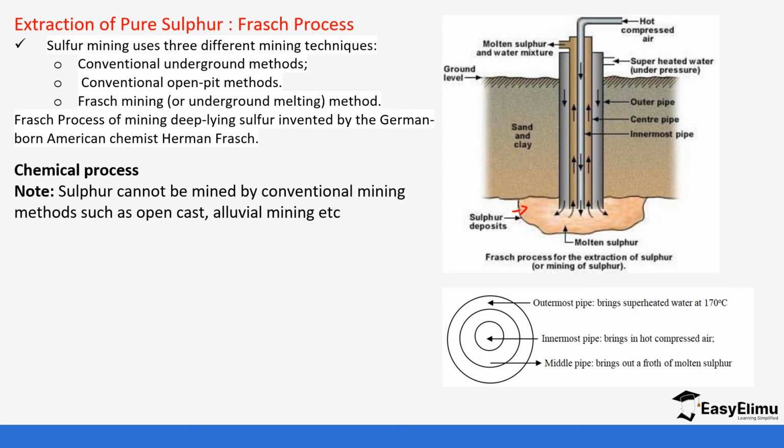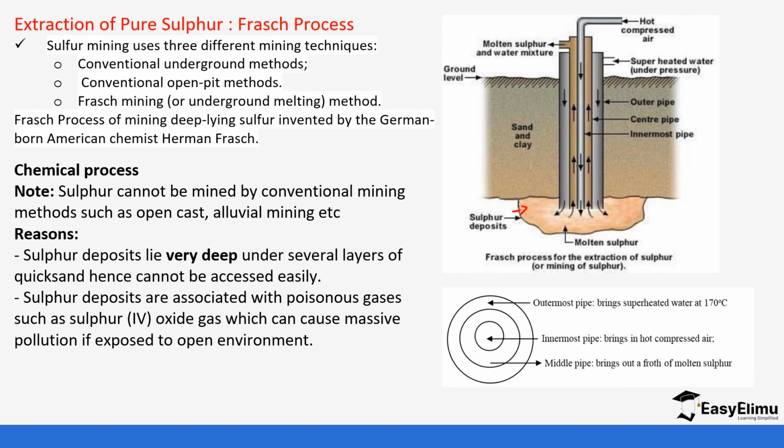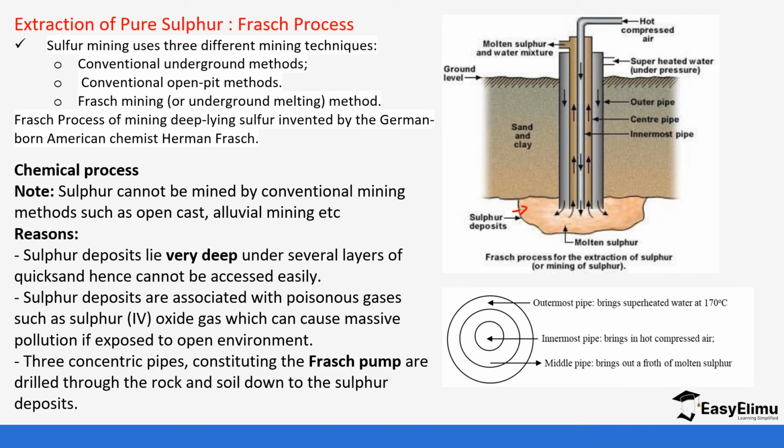So we'll start with the fact that sulfur is not mined by conventional means because it usually lies very deep, especially if we want to get the pure sulfur that is not in combined state. So it can't be easily accessed. It's so deep into the layer inside the soil, so it's accessed by underground melting. So sulfur deposits are also associated with poisonous gases such as sulfur oxide, which can cause massive pollution if exposed to open environments. And then, so we said there are three concentric pipes that are usually drilled through the rock to where the sulfur deposits are. So let's look at the function of each pipe and how exactly we extract the sulfur.